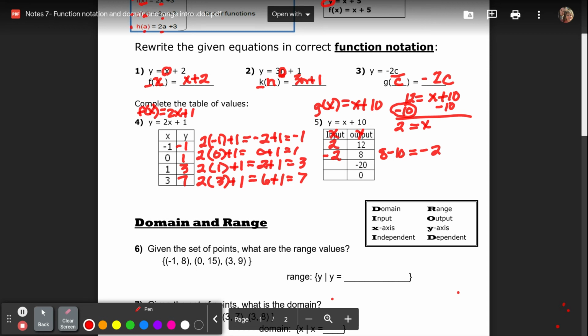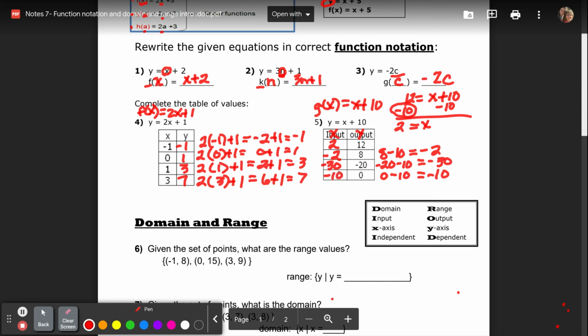Then we're going to take negative 20 and subtract 10. So that will give us negative 30. And negative 30 plus 10 is negative 20. And then if we go 0 minus 10, that's going to give us negative 10. And negative 10 plus 0 is negative 10.